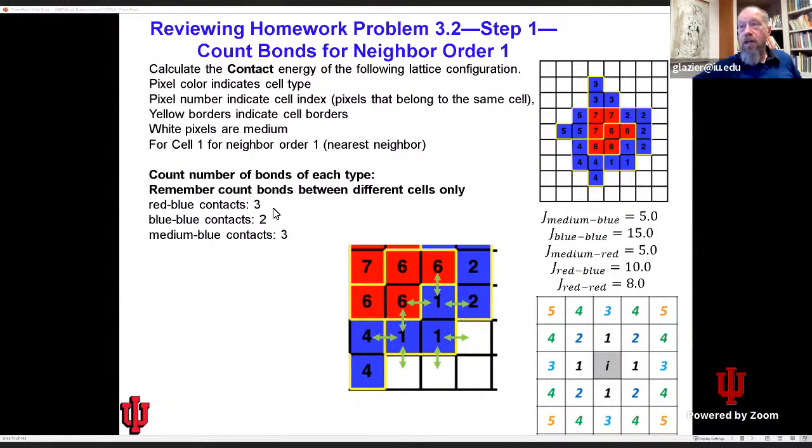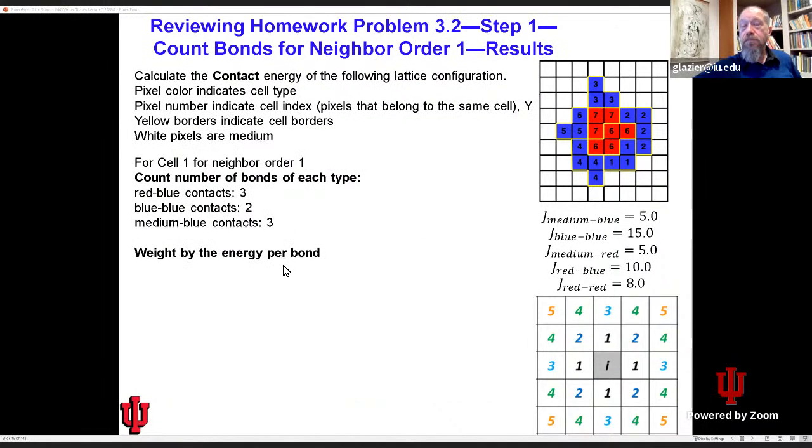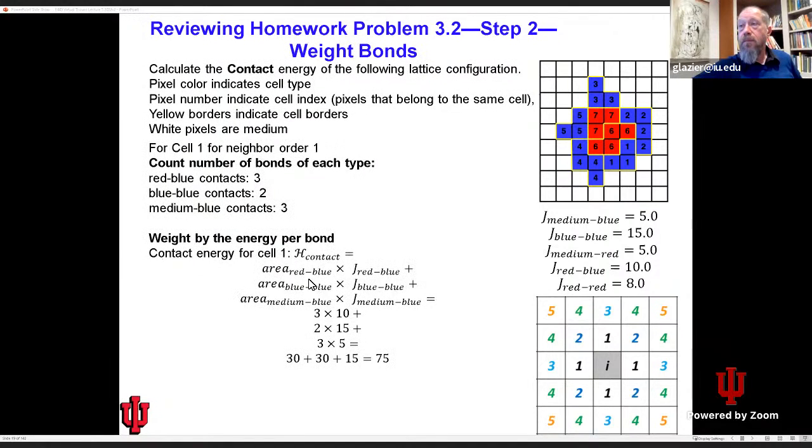And now to get the energy, I have to multiply those by the appropriate J. J red blue, 10, J blue blue, 15, J medium blue, 5. So I'm weighting the energy per link or per bond. 3, 2, 3. 3 times 10, 2 times 15, 3 times 5, 30 plus 30 plus 15, 75. So the surface contact energy associated with cell number 1 is 75, and I have to repeat that for all 7 of these.